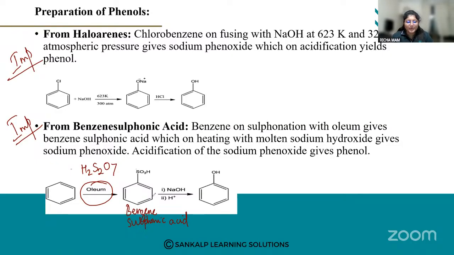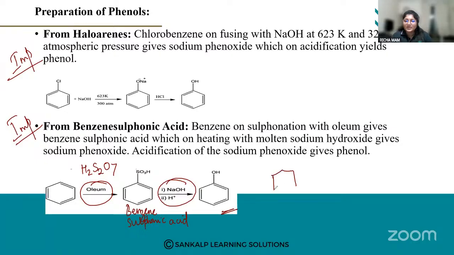Then I'm going to do base hydrolysis of this benzene sulfonic acid, that is, I'm going to convert it to sodium phenoxide. Further acidification will give you phenol. So this is the reaction from benzene sulfonic acid.